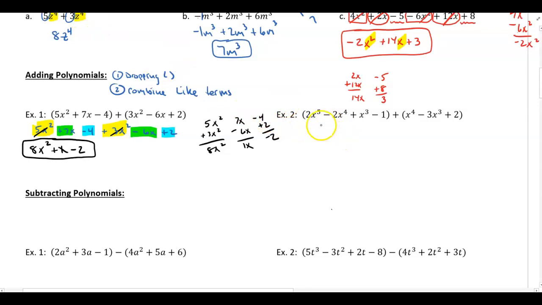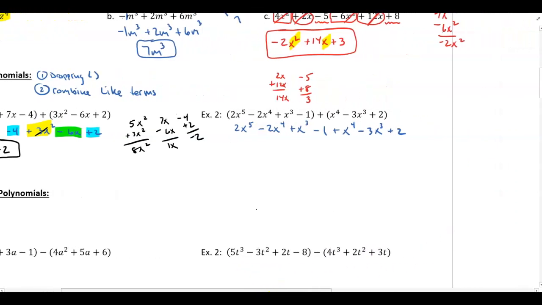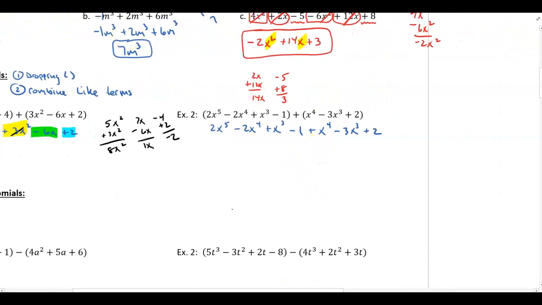So I'm going to go ahead and drop the parentheses. So 2x to the 5th minus 2x to the 4th plus x to the 3rd minus 1 plus x to the 4th minus 3x to the 3rd plus 2. Once I drop the parentheses, now I'm going to look to combine like terms. What can I combine with 2x to the 5th? There are no other 2x to the 5ths, so I move on. What can I combine with x to the 4th? Right here. Now, x to the 3rd gets combined with negative 3x to the 3rd.